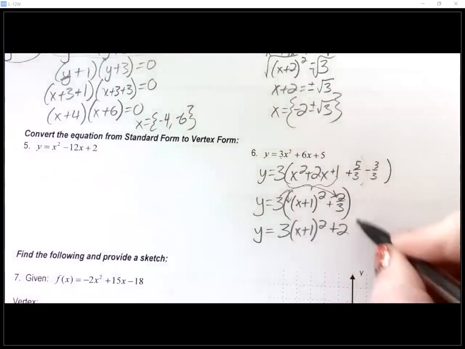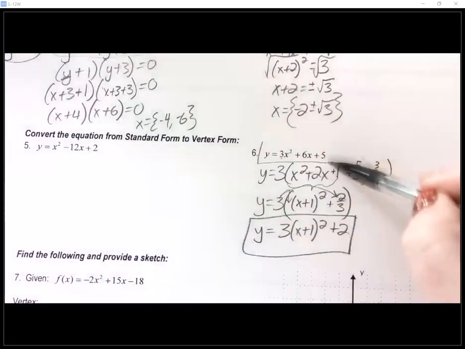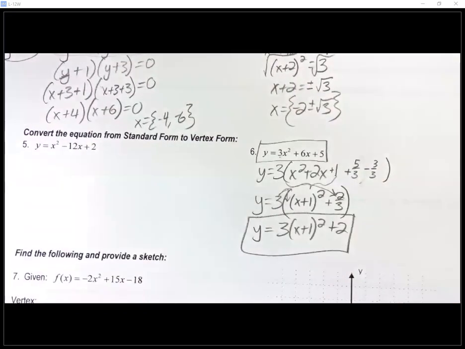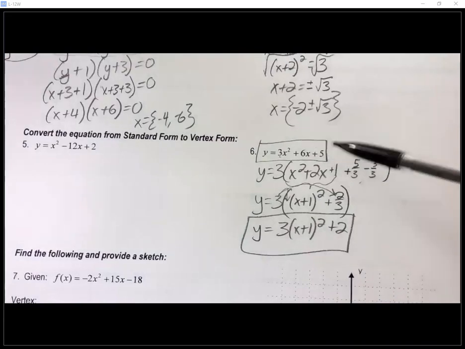Ta-da! This is the exact same equation as this thing up here. It's just now you've shifted it from standard form into vertex form. You can check these answers. Plug in any number up here, see what answer you get, and it should be the same thing down here.